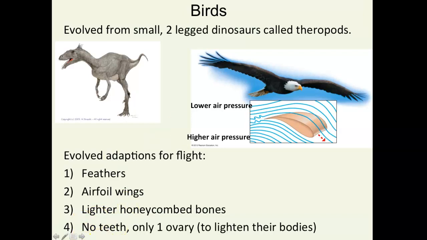The beak that they have and not having teeth also helps to lighten their body. So there are 4 adaptations that birds have to lighten their bodies for flight, and they're listed there. And then this is the organism called a theropod that they think that birds evolved from.